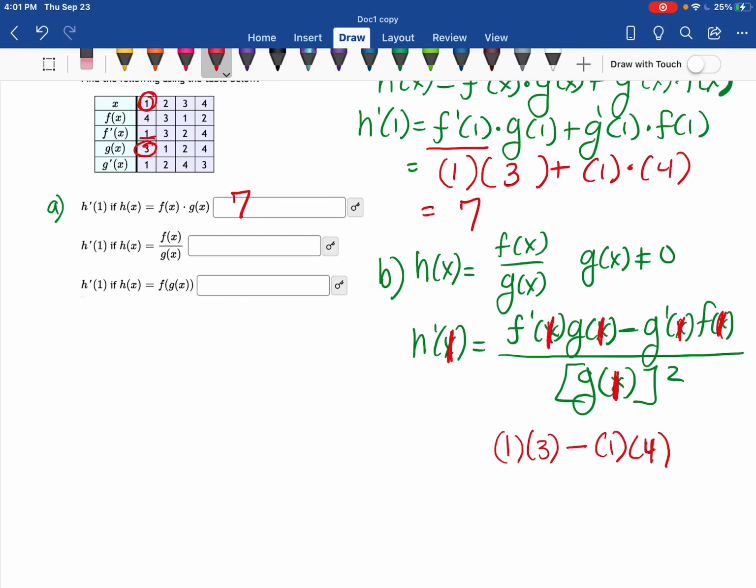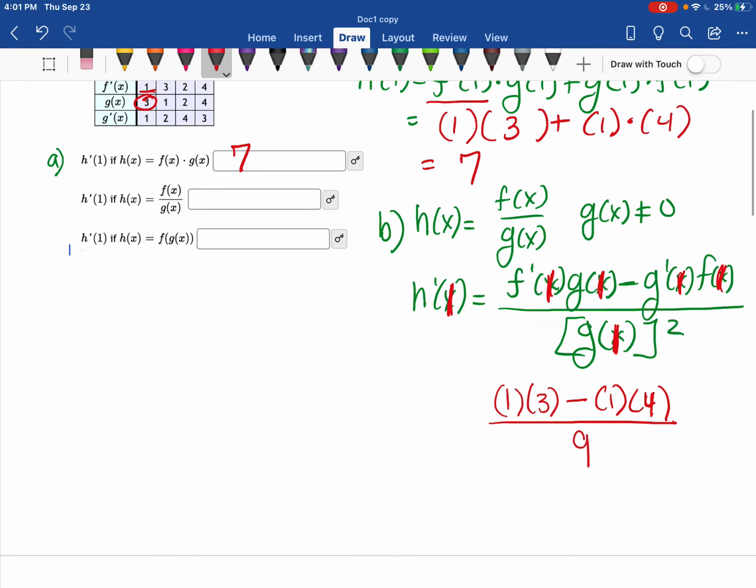And I'm getting all of these values from the table. When I plug 1 into g, I'm going to get 3. And I've got to square it, so I get 3 squared is 9. Now, when I simplify this, that's going to give me a negative 1/9. So that's what's going to go here for my answer. So that was part B.